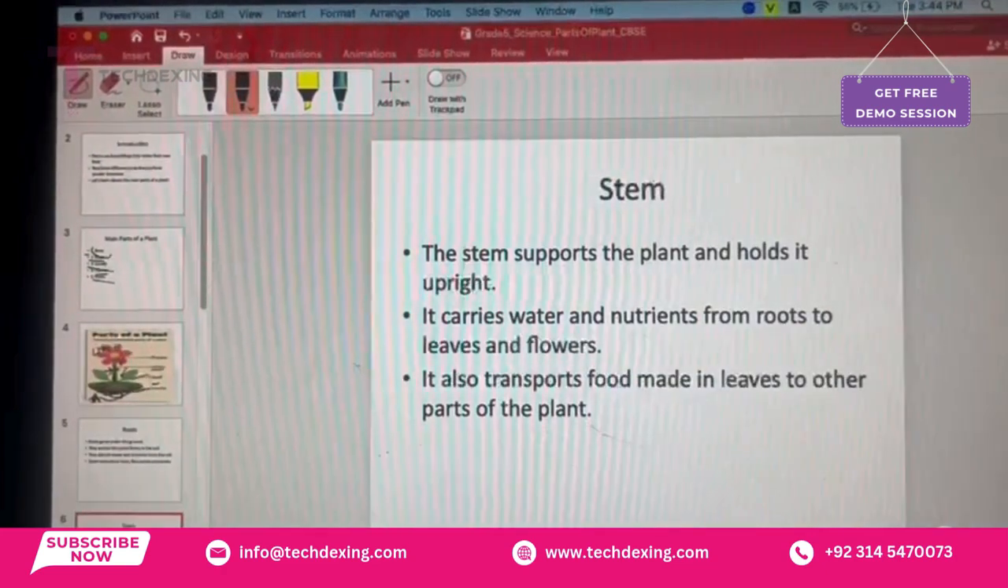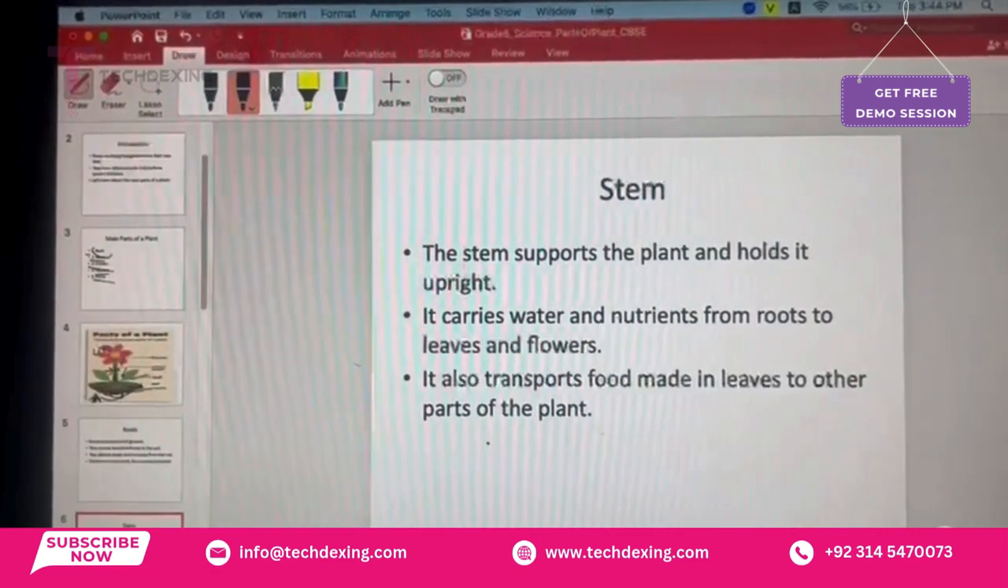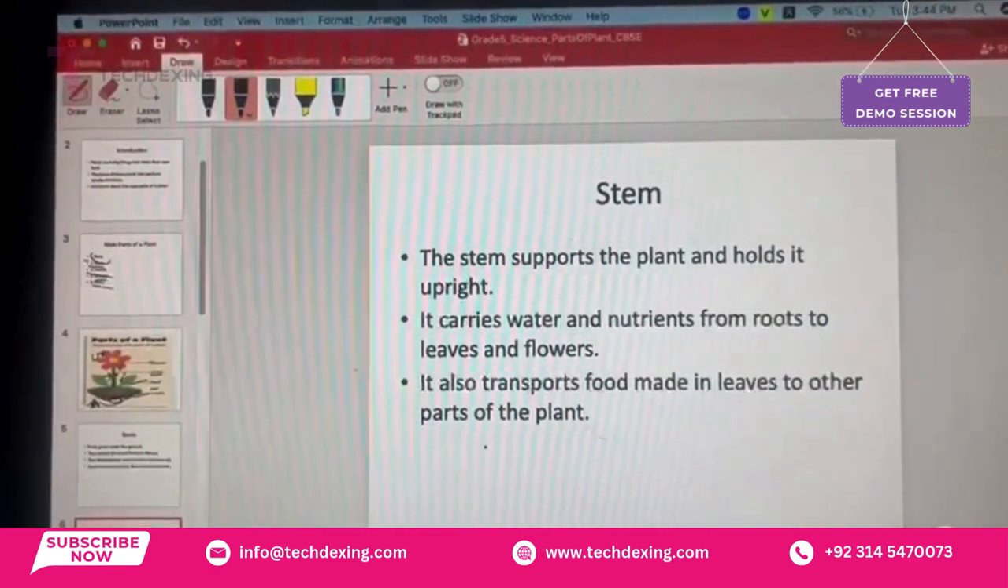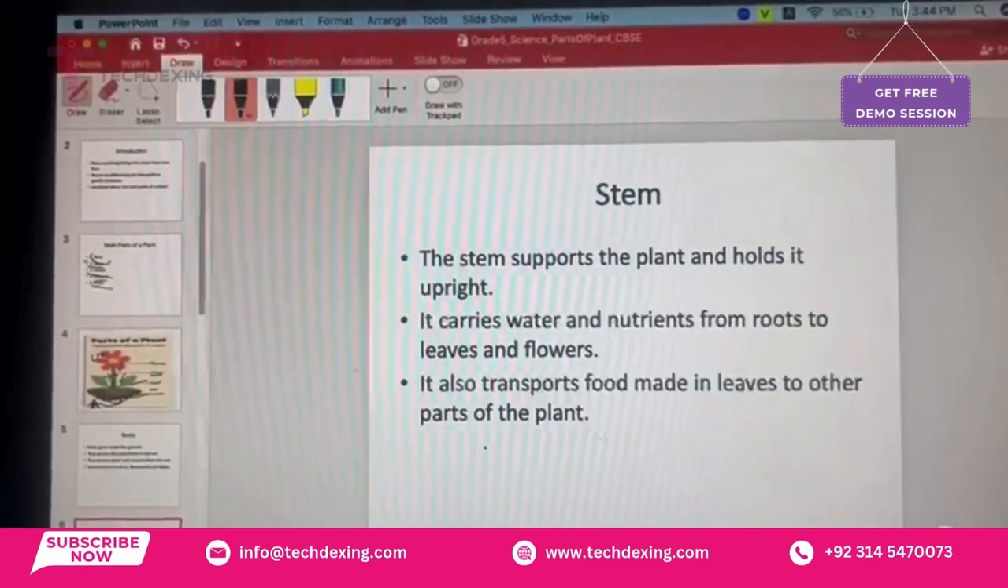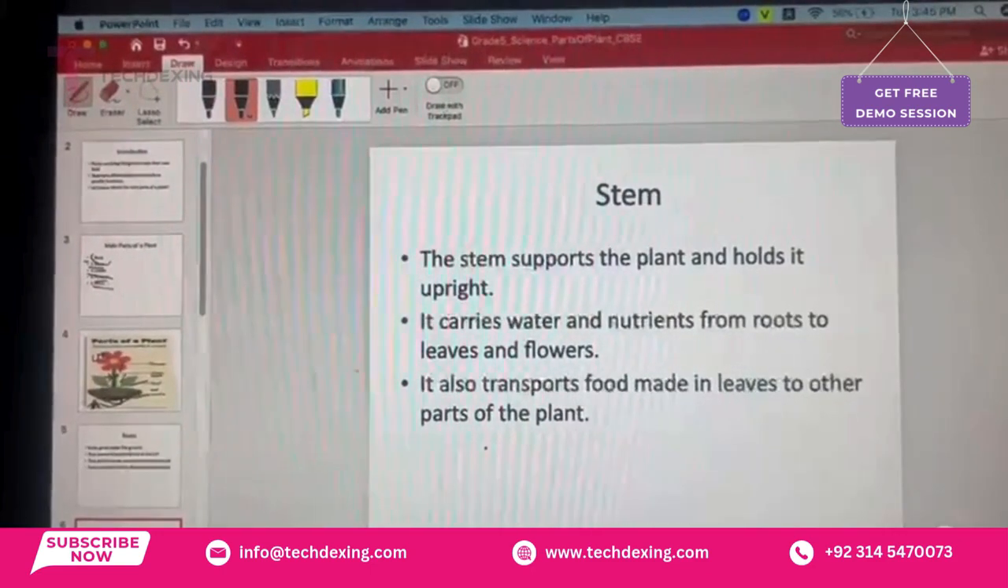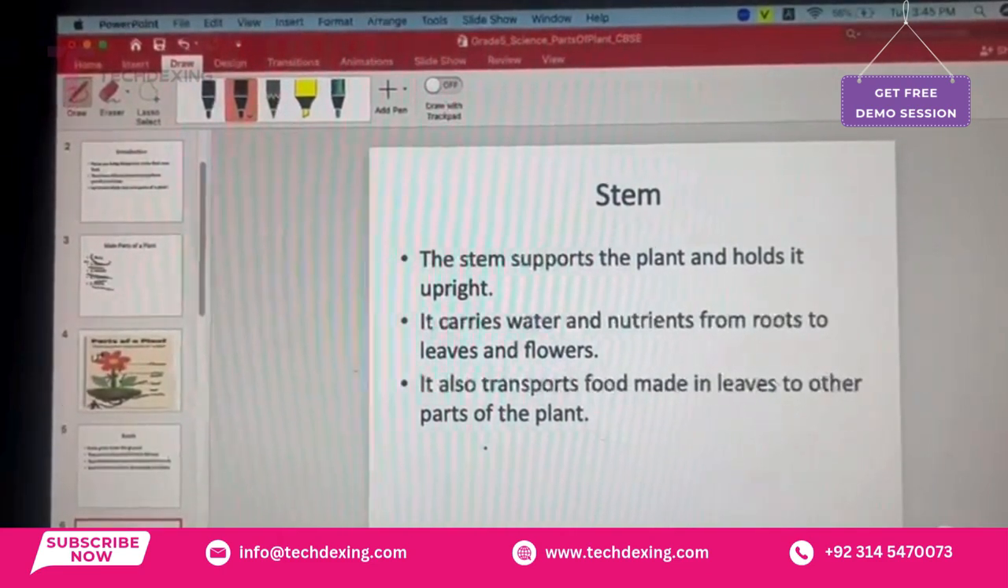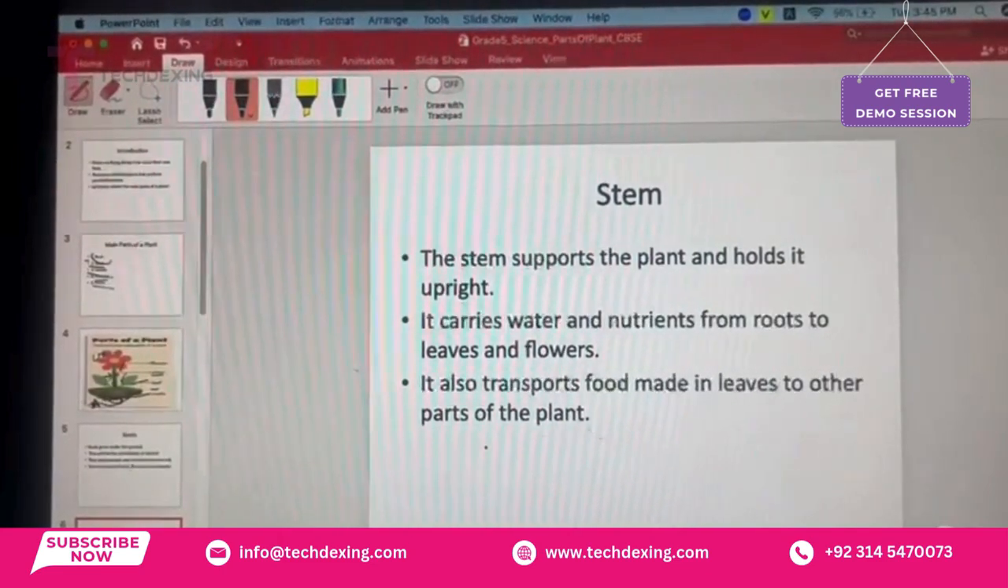Okay, it also transports food made in the leaves to other parts of the plant. When there is food in the leaves, the stem helps it move to different parts of the plant so they can eat their food and do their work.